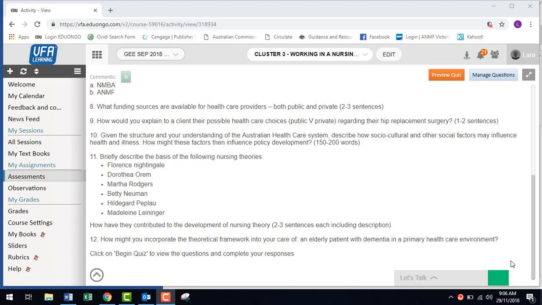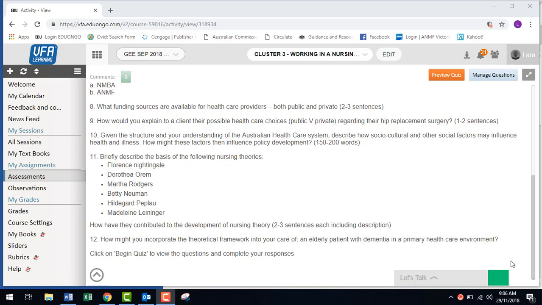Number 11, briefly describe the basis of the following nursing theories. These are all nursing theorists. For each one, we just want you to tell us their nationality, the years they were practicing and where they worked, and then a minimum of 2 to 3 dot points about the things they believed, and then how their theory affected nursing practice. How have they contributed to the development of nursing theory? What their theory was, and how it changed nursing practice, or how you think it changed nursing practice.